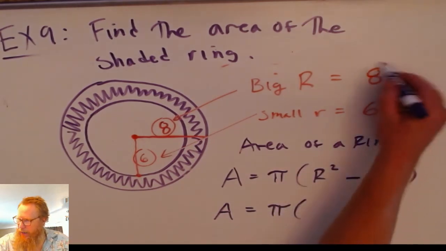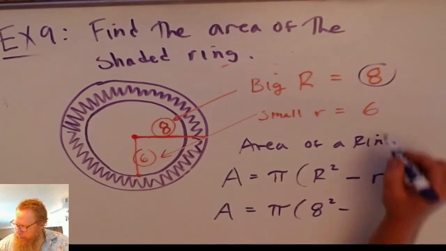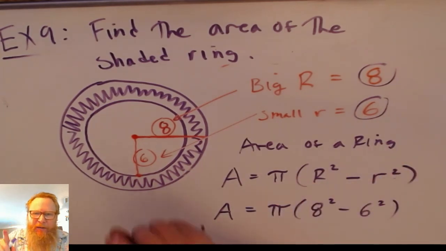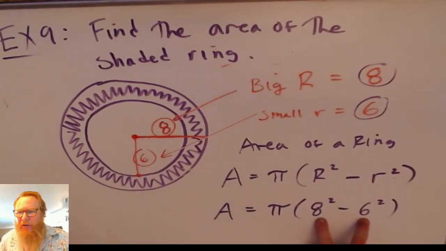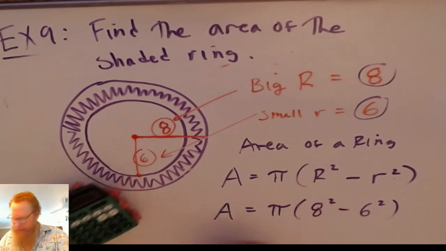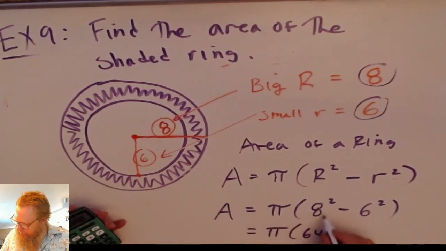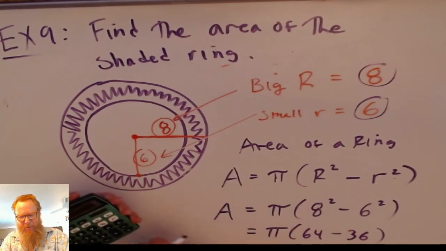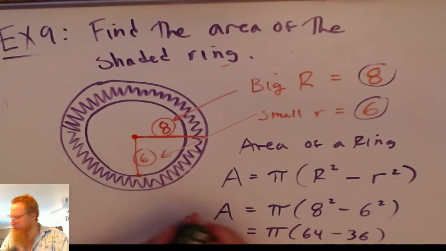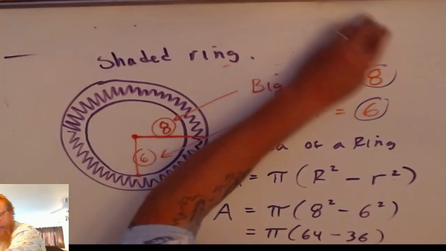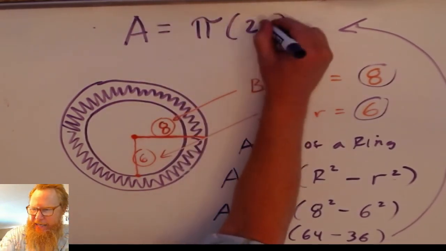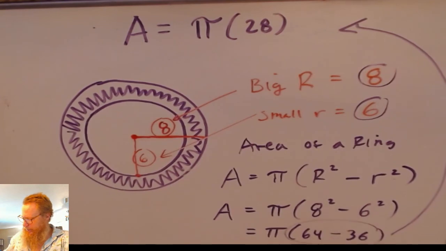So big R is 8, so that's 8 squared. Little r is 6, that's 6 squared. Be very, very careful. It's very common to subtract these first, but that's not the order of operations. It's square them first. So 64 and 36, and then subtract them. So 64 minus 36 is 28. I'm running out of room, so I'm going to put it up here. A is pi times 28. What's inside first?